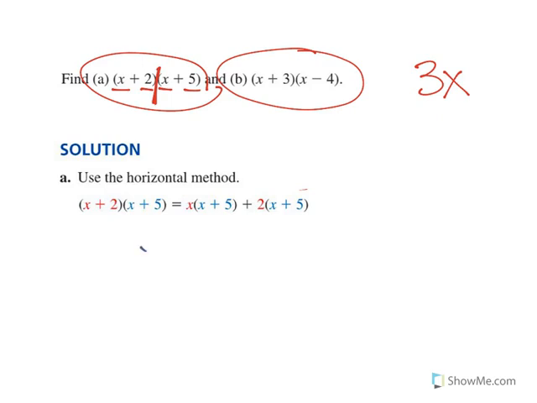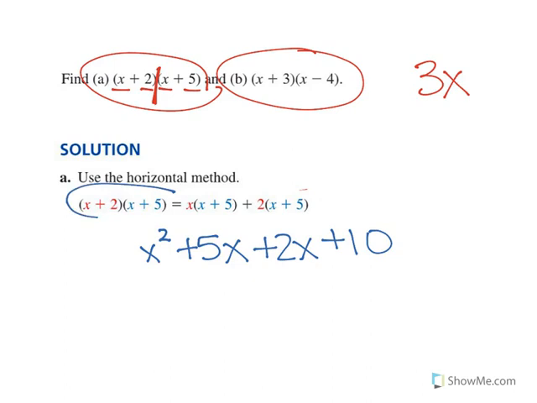So x times x is x squared. Remember that. It's very important as we're multiplying. X times x is x squared. And then x times 5 would be plus 5x. And then we're going to keep going. We're going to make a long polynomial. So 2 times x is plus 2x. 2 times 5 is plus 10.